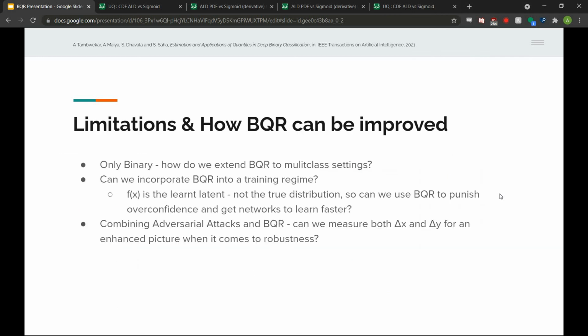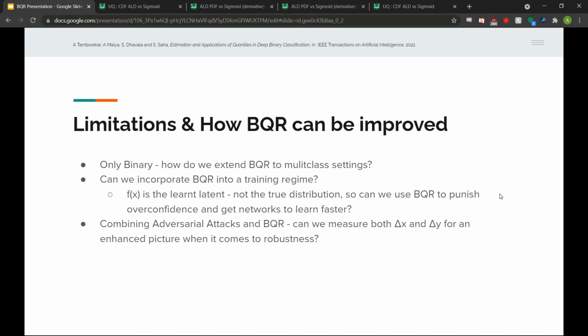And so in short, when it comes to the limitations of BQR, the first big one is that it's only binary. We don't know yet how to extend BQR to multi-class settings. There are two ideas. The first is whether we can introduce a concept of something called depth quantiles, which is a new field of research. And the second is whether we can use something like a one-for-all technique to create multiple classifiers for every class that we have, incorporate BQR into all of those, and use some kind of voting strategy to extend it forward.